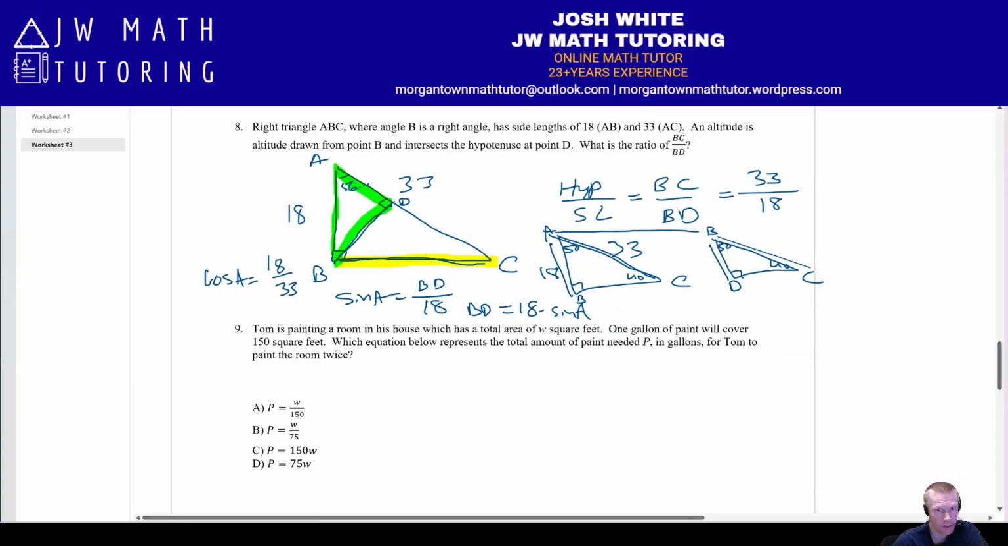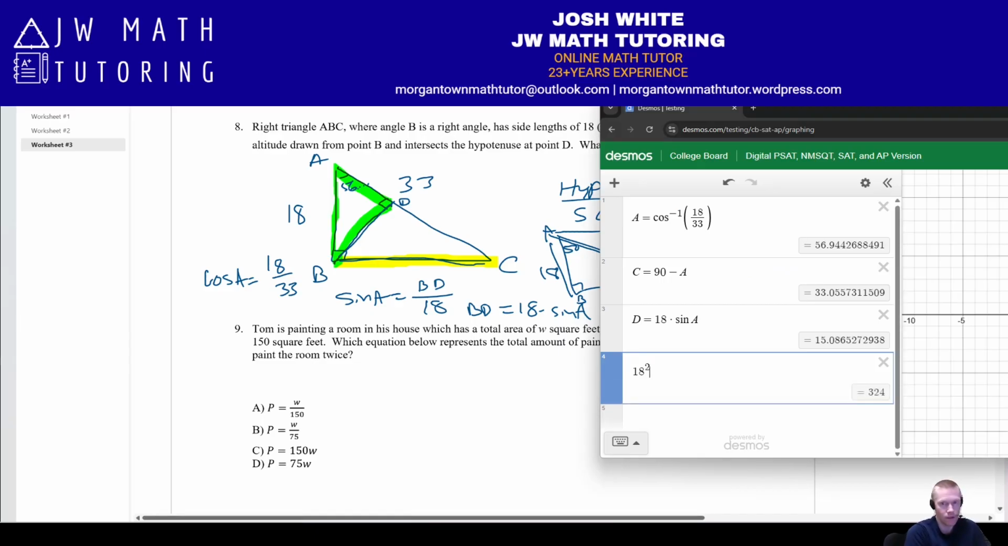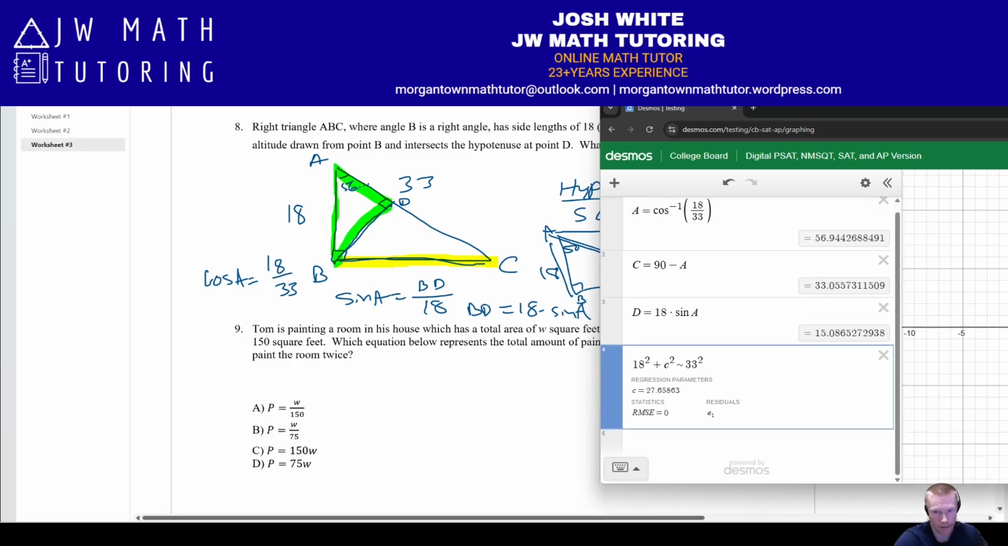For BC, you can just technically do the Pythagorean theorem. So 18 squared plus BC squared equals 33 squared. We can just do that in Desmos, and we're going to get the exact value for that as well. I'm just going to call that C. Actually, no, I can't call it C because I already called angle C. Let's call it lowercase c. All right, so now we have the length of that.